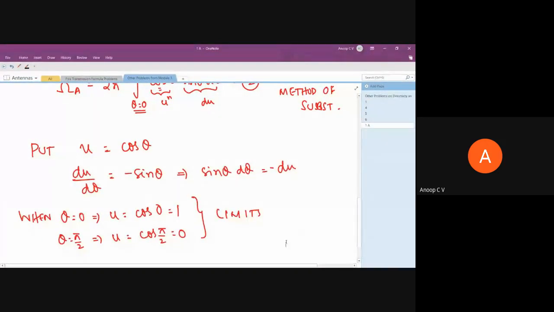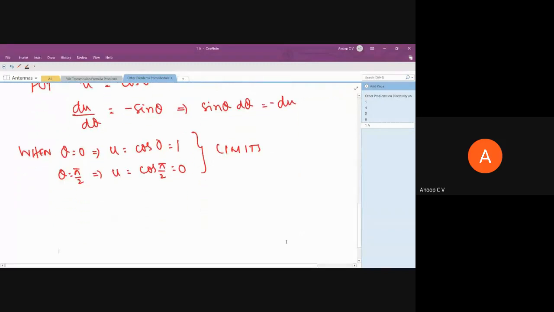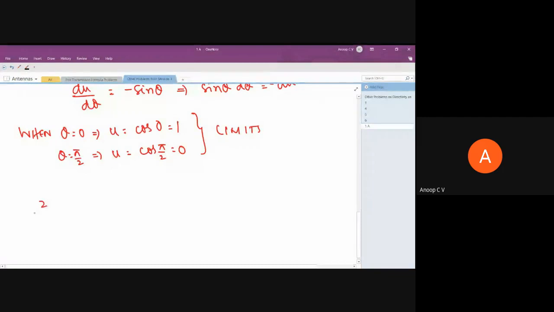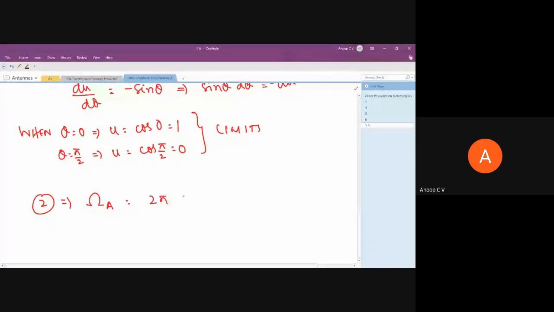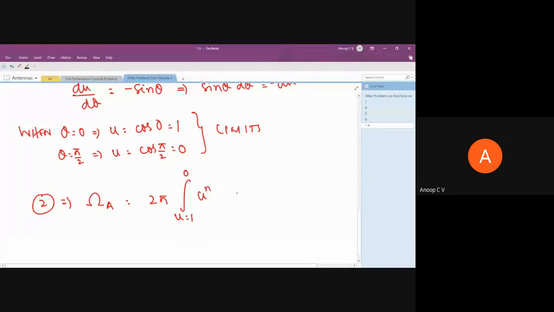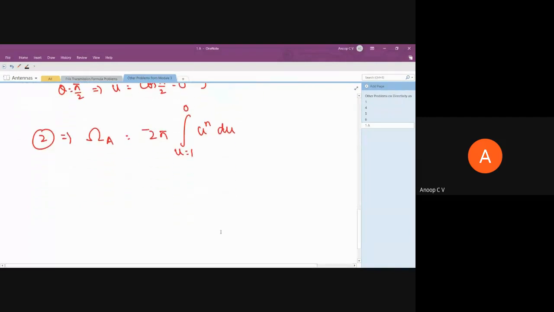Now, knowing this limit and the substitution which has to be made, I can rewrite omega A is equal to 2 pi times integral, u from 1 to 0, cos power n theta will be u power n, and sin theta d theta will be minus du. So I am writing it as du, and that minus I am taking out. U power n du. This is a straightforward integral now.